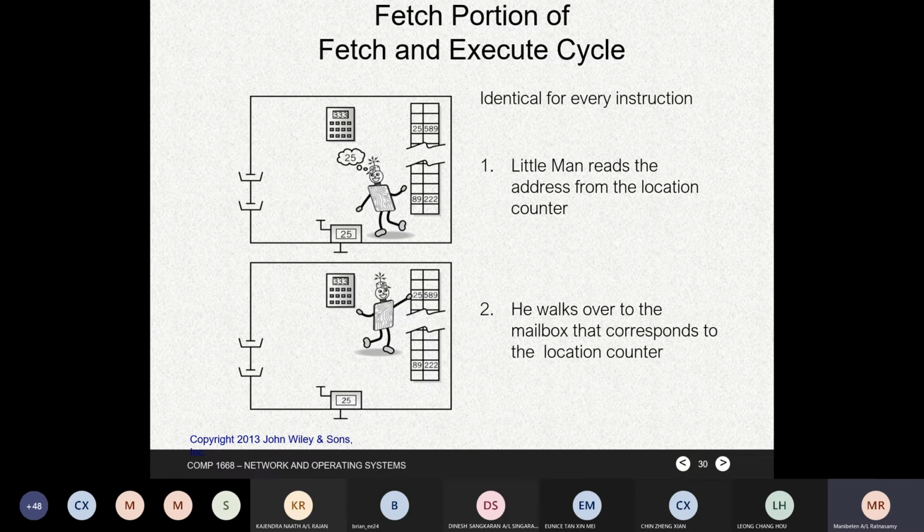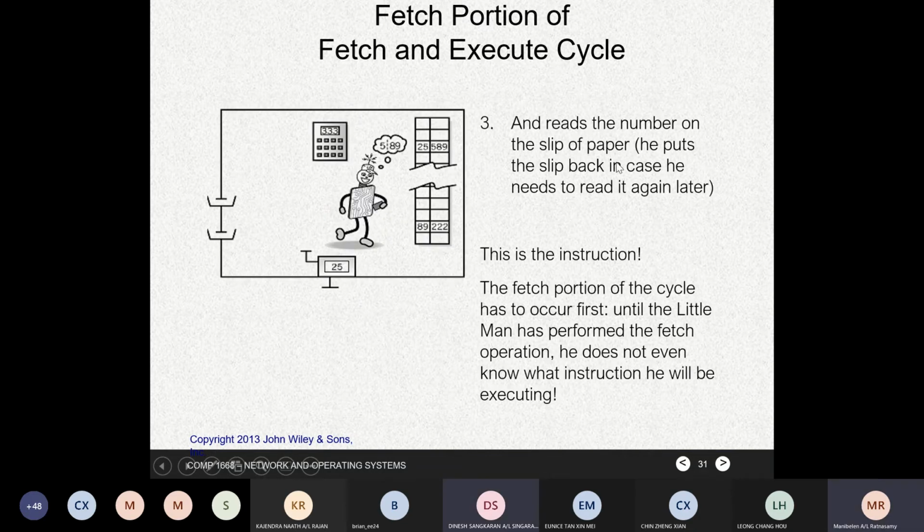Fetch portion of the fetch and execute cycle. The little man reads the address from the location counter. You go and read the counter, 25. He walks over to the mailbox, 25. That corresponds to the location counter. You see the counter says 25, he walks to mailbox 25. And he reads the number on the slip of paper. He puts the slip back in case he needs to read it again later.